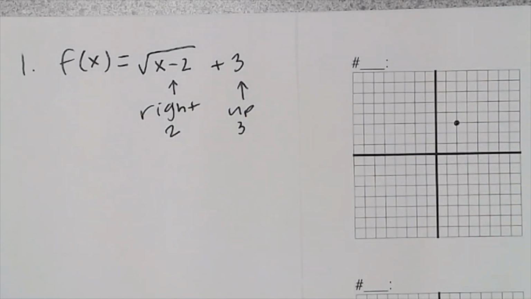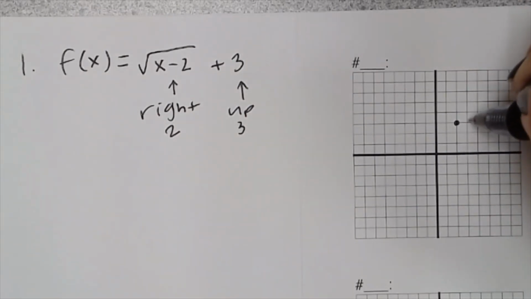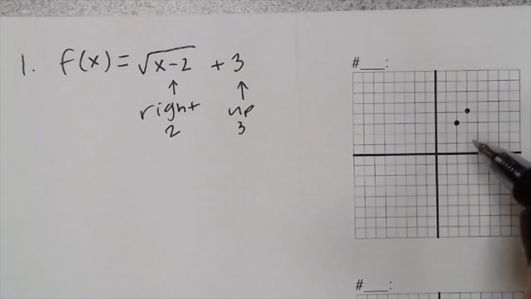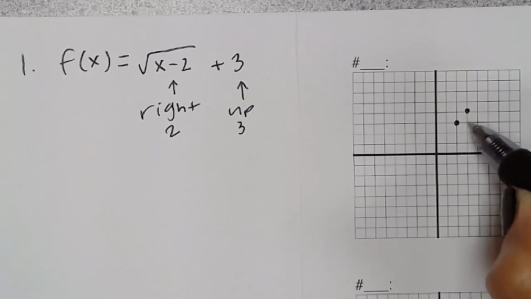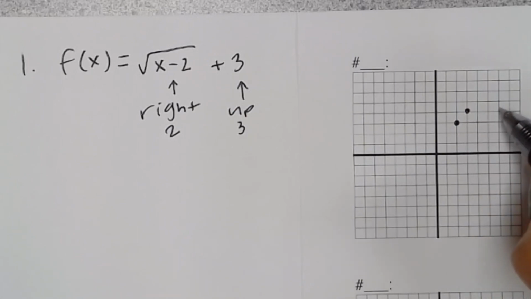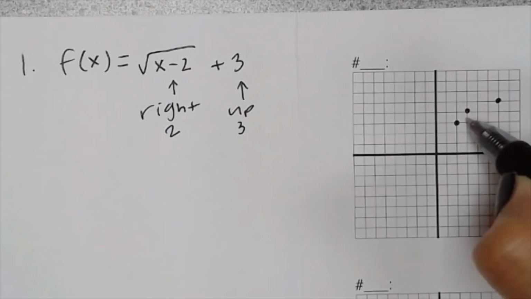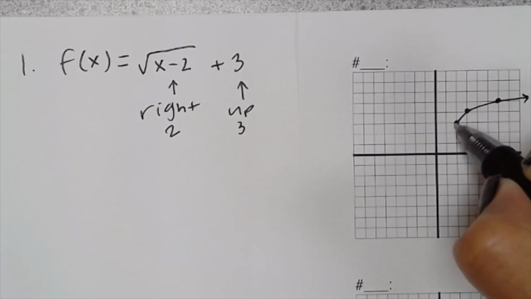And then from here we're going to use the pattern where you go right 1, up 1. And then you go back to this point and you go right 4, up 2. And so here is your graph.